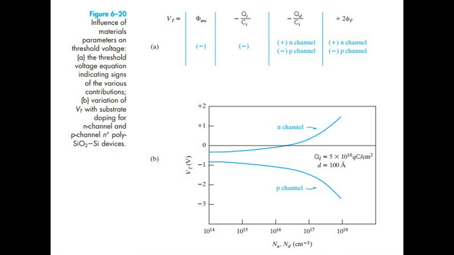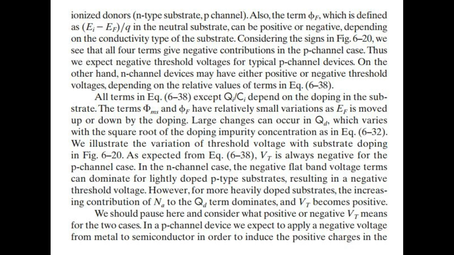Figure 6.20. Influence of materials parameters on threshold voltage. A. The threshold voltage equation indicating signs of the various contributions. B. Variation of threshold voltage with substrate doping for N-channel and P-channel polysilicon-silicon dioxide-silicon devices. Also, the term HF, which is defined as Q_F in the neutral substrate, can be positive or negative, depending on the conductivity type of the substrate.